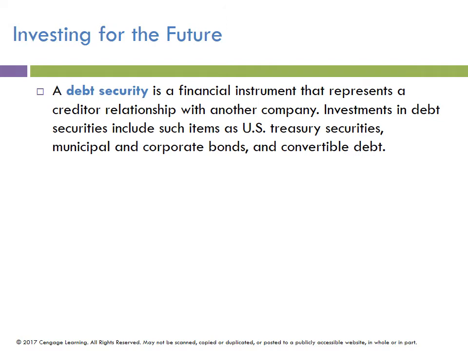So, an investment, in the general sense, is an asset you purchase and just hold on to with the hopes it will increase in value. You may make income off of that asset, but for the most part, that is the purpose of buying it. There are two major types of investments. There's debt security investments, and these are things like U.S. Treasury securities, municipal and corporate bonds, and just loans. So you can purchase a loan, and it represents a creditor relationship.